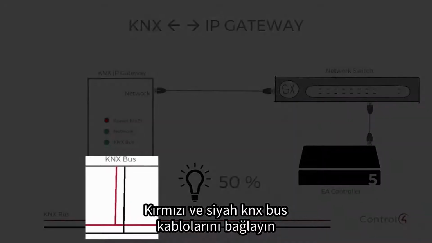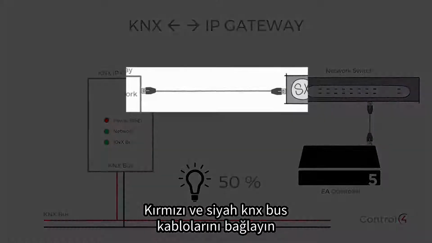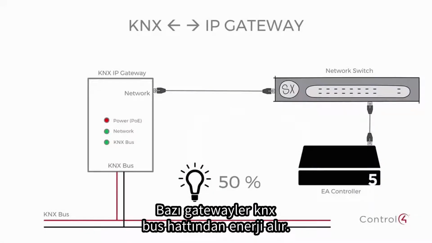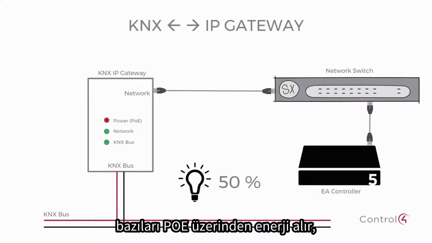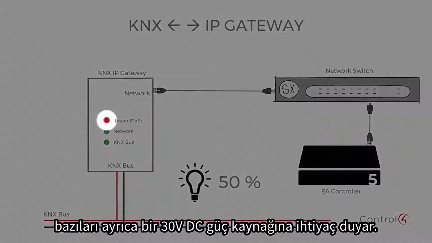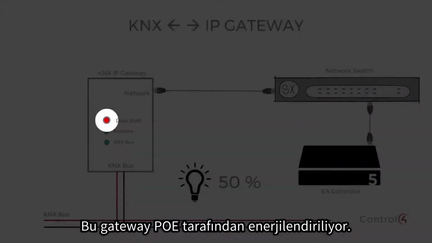Connect the red and black KNX bus wiring and connect a network cable. Some gateways are powered by the KNX bus, some by Power over Ethernet or PoE, and some require a dedicated 30-volt DC power source. This one is powered by PoE.